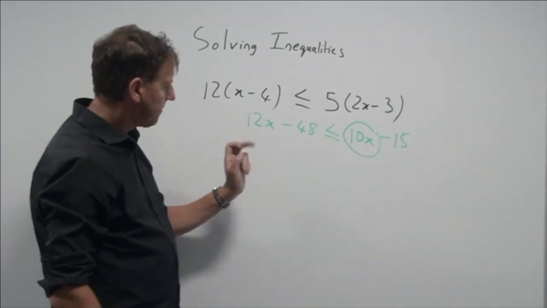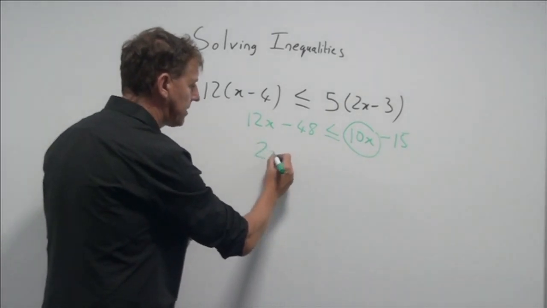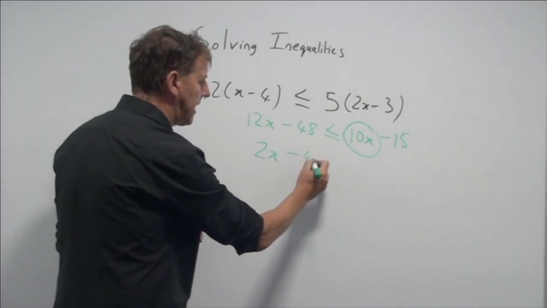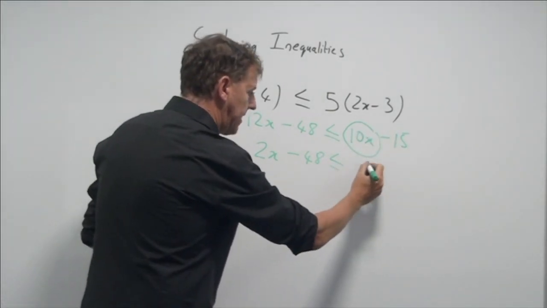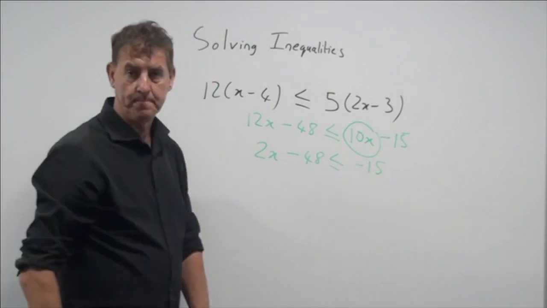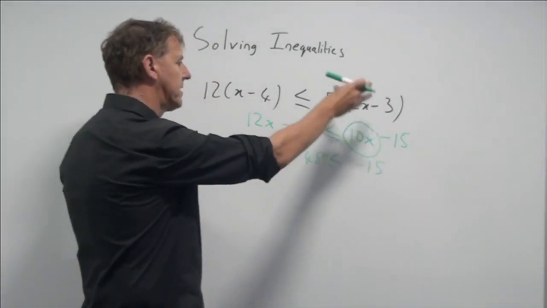If I take 10x off this side, I end up with 2x. Not touch that minus 48. My inequality sign is still there. My negative 15 is also still there. It's the plus 10x which comes over.